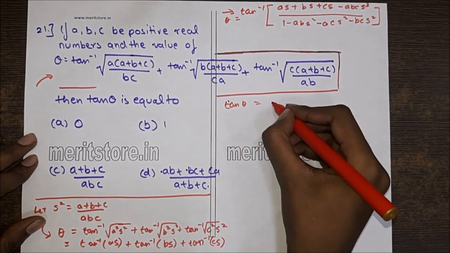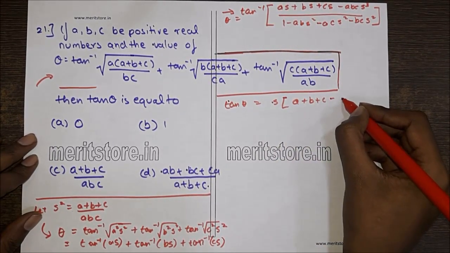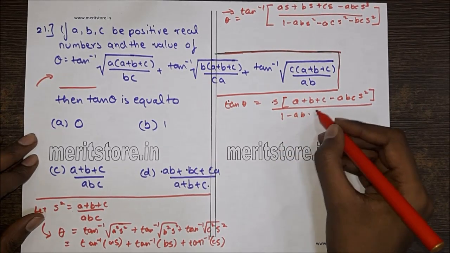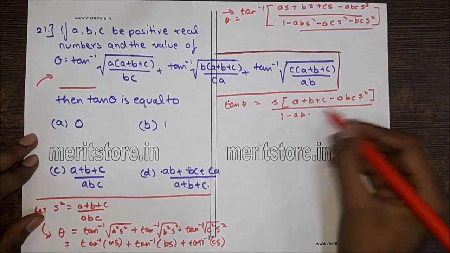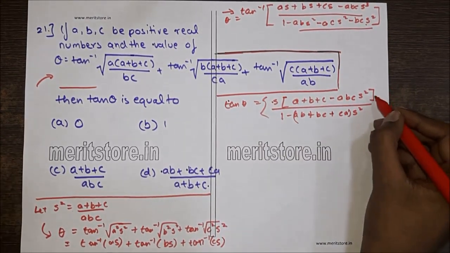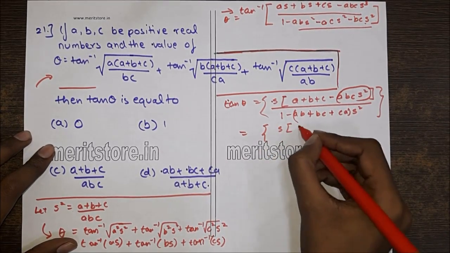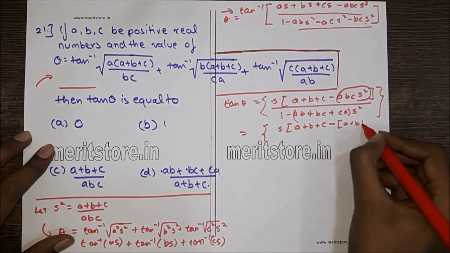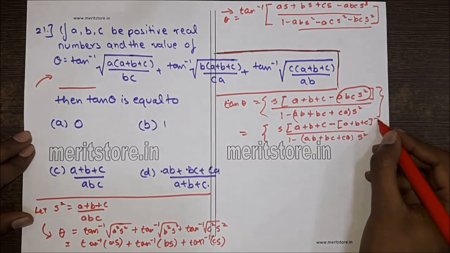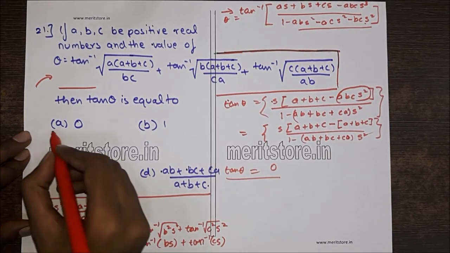So tan theta is equal to s into, taking s common, we get s into (a plus b plus c minus abc s square) upon 1 minus, taking s square common in these three terms, we get (ab plus bc plus ca) into s square. Now this term can be written as s into (a plus b plus c minus (a plus b plus c)) divided by 1 minus (ab plus bc plus ca) into s square. So this term is 0, so hence the whole term becomes 0, so tan theta is 0. So the answer is a) 0.